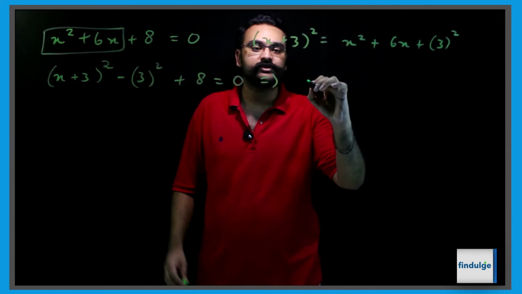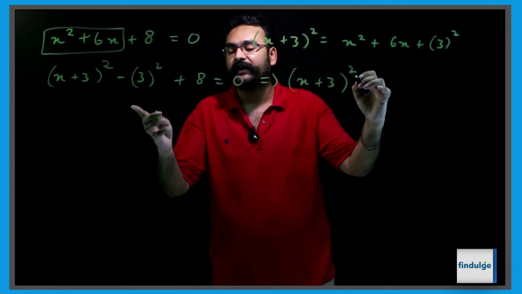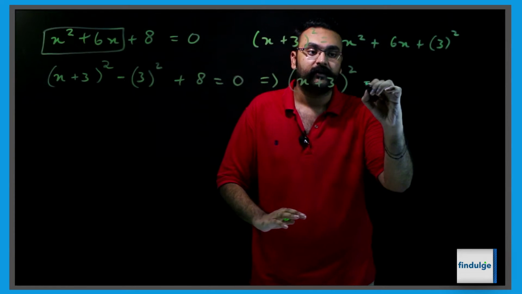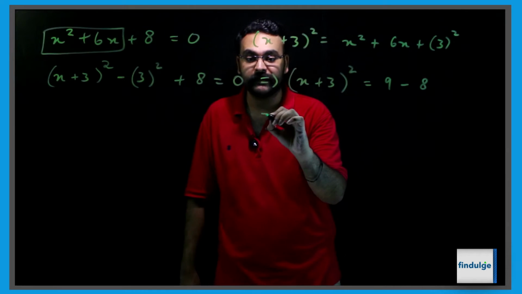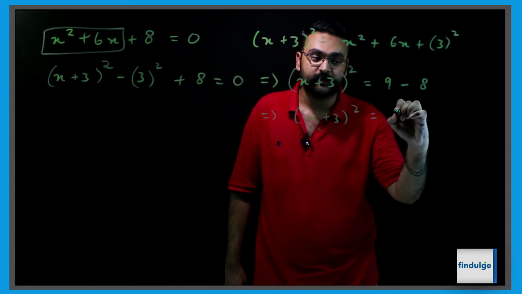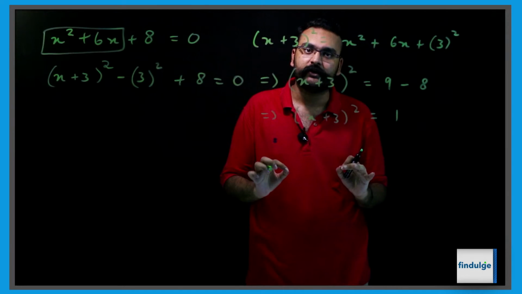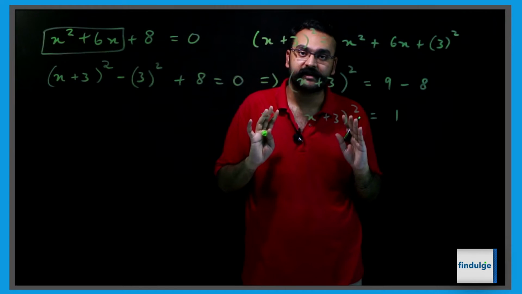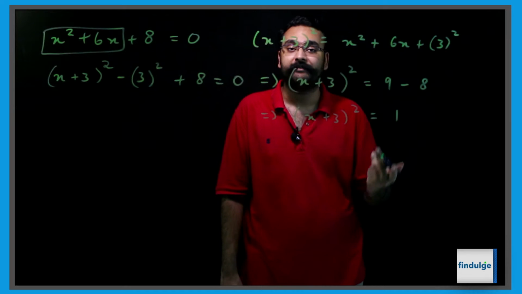Now this is a perfect square and I can shift my values to one side and solve. So leaving this over here, I will take minus 9 plus 8 to the other side, which will become plus 9 minus 8, which means that (x plus 3) whole squared is equal to 1. Now I will take the square root on both sides. This will simply become x plus 3 and this will be the square root of 1, which happens to be 1.